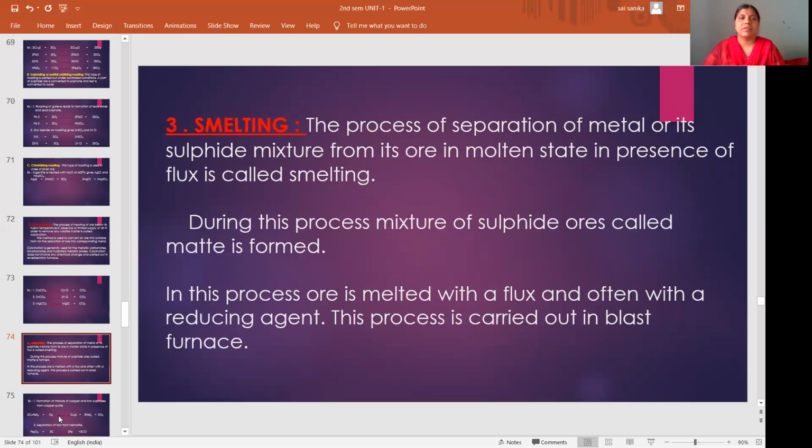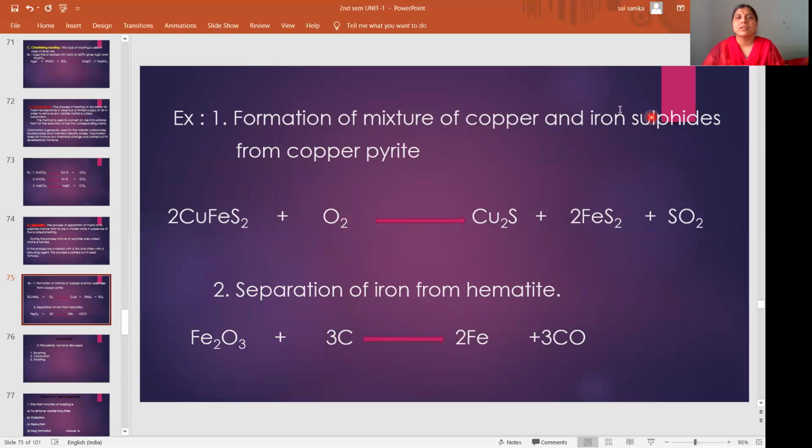Here I have given two equations. One is the separation of sulfide ores: we are separating copper pyrites into copper sulfide and iron sulfide. The other is separating iron from hematite. This is iron oxide. We are reducing this, removing the oxygen, so iron separates out.